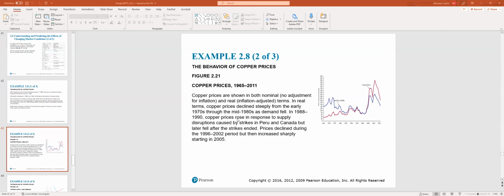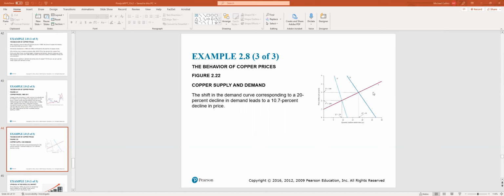What was going on in 2005 in the US? We were in the middle of a housing boom. I remember it must have been between 2005 and 2008. There were stories in the news all the time, probably close to 2007, as homes started getting abandoned, but the price of copper was still high. Yeah, you can see it right here. In 2010, after the financial crisis, people were going into vacant homes to steal the copper wire. The shift in the demand curve corresponding to a 20% decline in demand leads to a 10.7% decline in price.